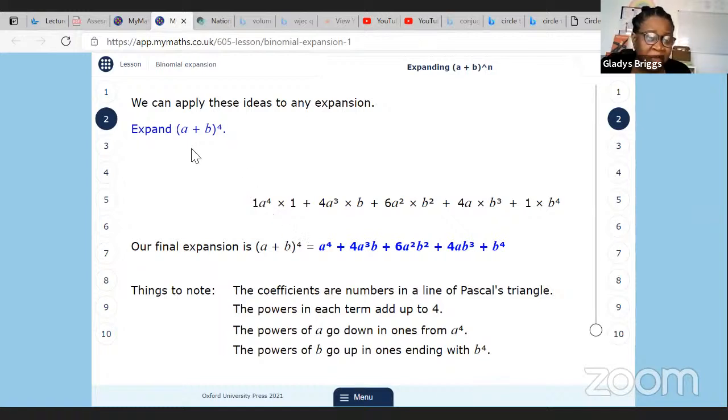Okay, so I told you the powers of A are going to be going down from the power of 4, but the powers of B are going to be going up from the power of 0. So B to the power of 0 is 1, B to the power of 1, B to the power of 2, B to the power of 3, and B to the power of 4.